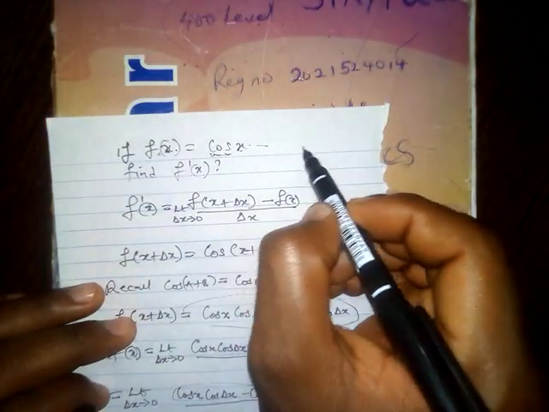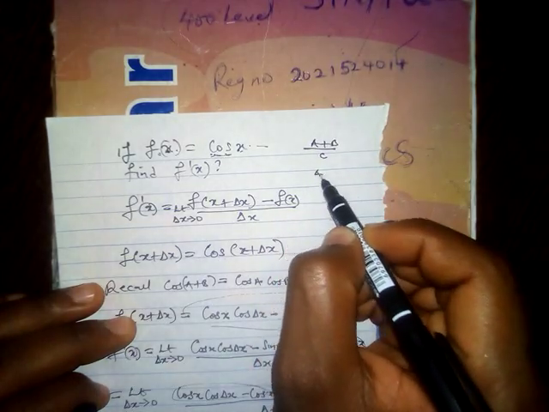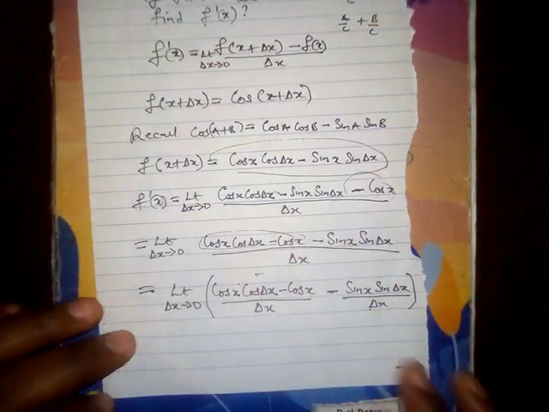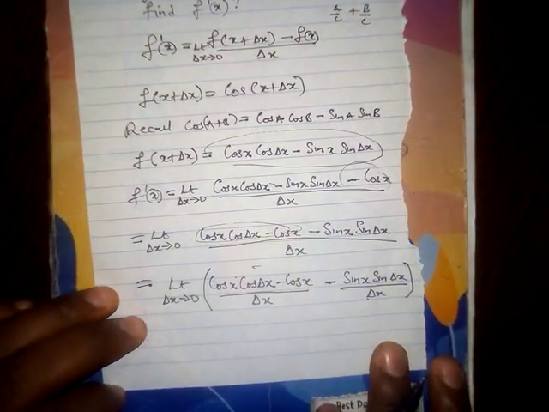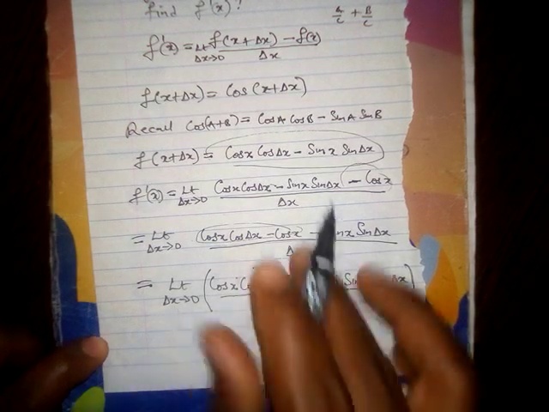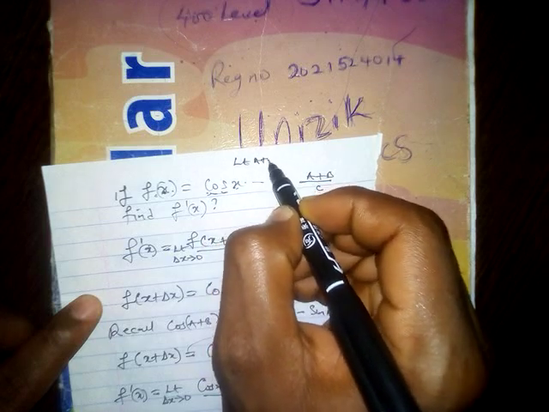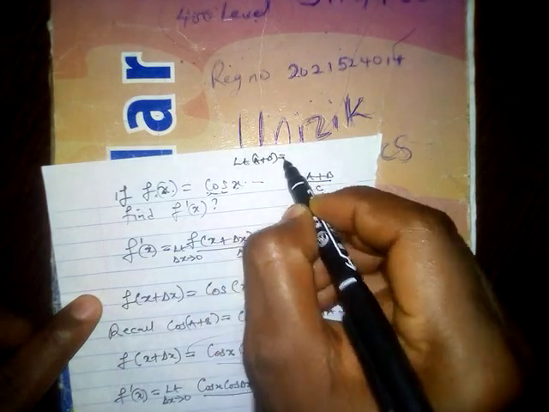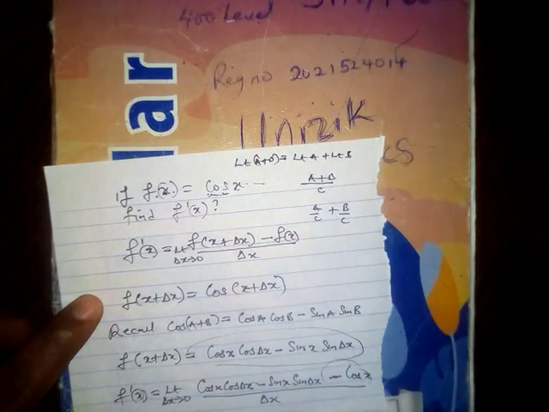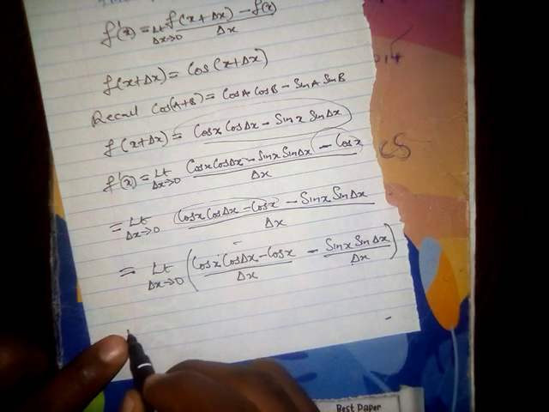Whenever you have something like a plus b all over c, it's saying a over c plus b over c. It's just simple arithmetic that we normally do. So recall that the limit of a plus b is the same thing as the limit of a plus the limit of b. That's one of our limit rules. So we apply the same thing here.